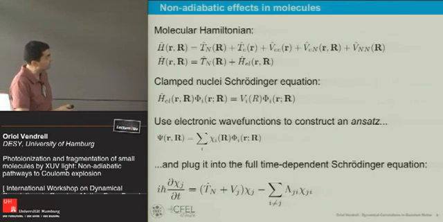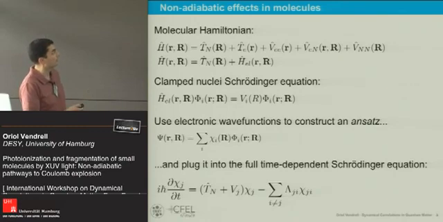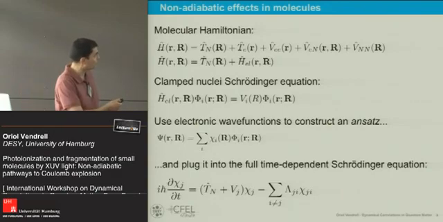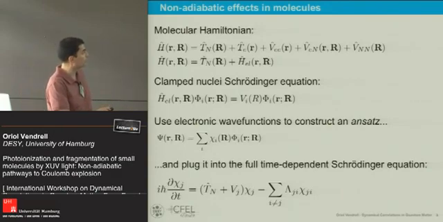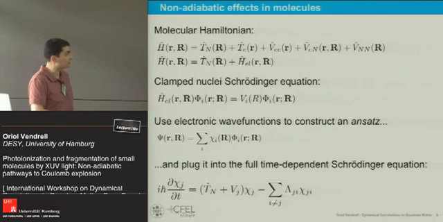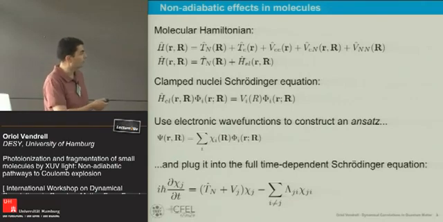These functions that we get, these electronic wave functions in which the positions of the nuclei enter as parameters, can then be used to define an ansatz, together with the nuclear wave functions. And if we plug this into the full time-dependent Schrödinger equation, then we get one term with the kinetic energy of the nuclei, these potentials in which the nuclei move, so this is the potential energy operator, and then we have these coupling terms here, which are related to the kinetic energy of the nuclei.